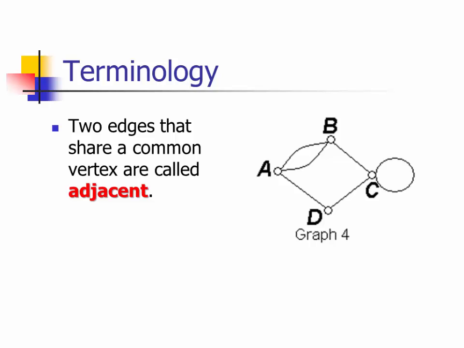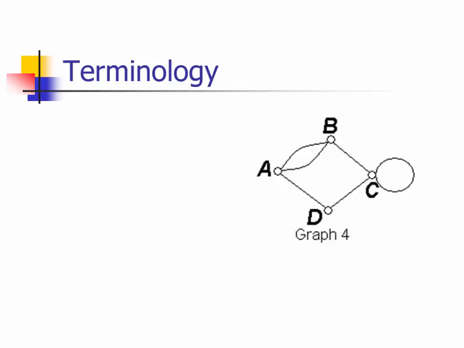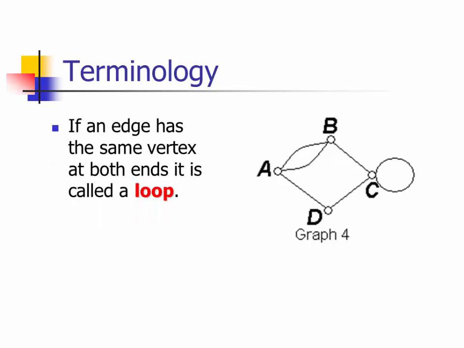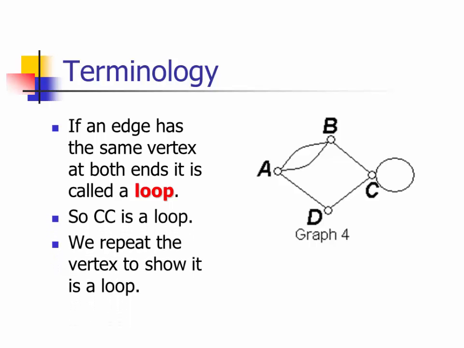Two edges can also share a common vertex, and those are also called adjacent. So here we have AD is adjacent to CD because they share the vertex D. BC is adjacent to CC because it shares the vertex C. Now notice I just called an edge CC, and we're going to look at that next. That's called a loop because it has the same vertex at both ends. So CC is a loop, and we repeat the vertex to show that it is a loop.